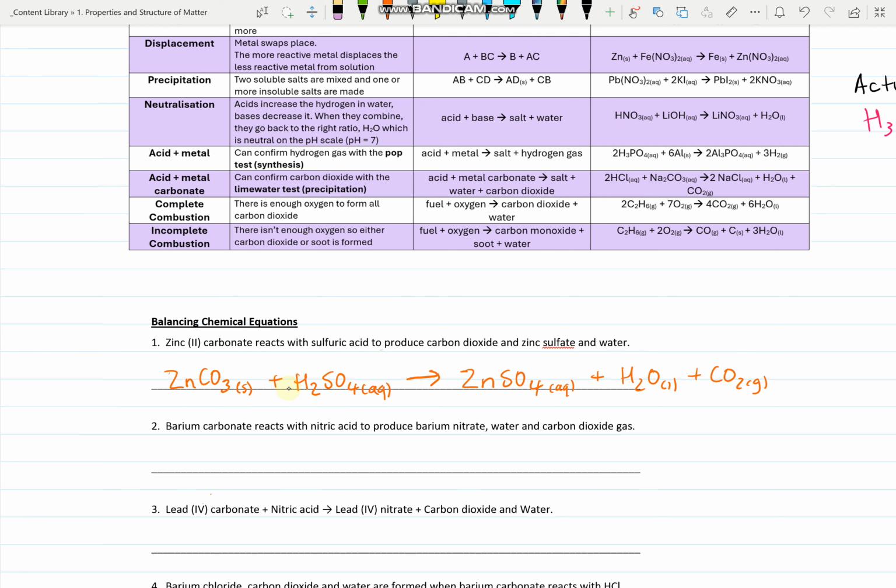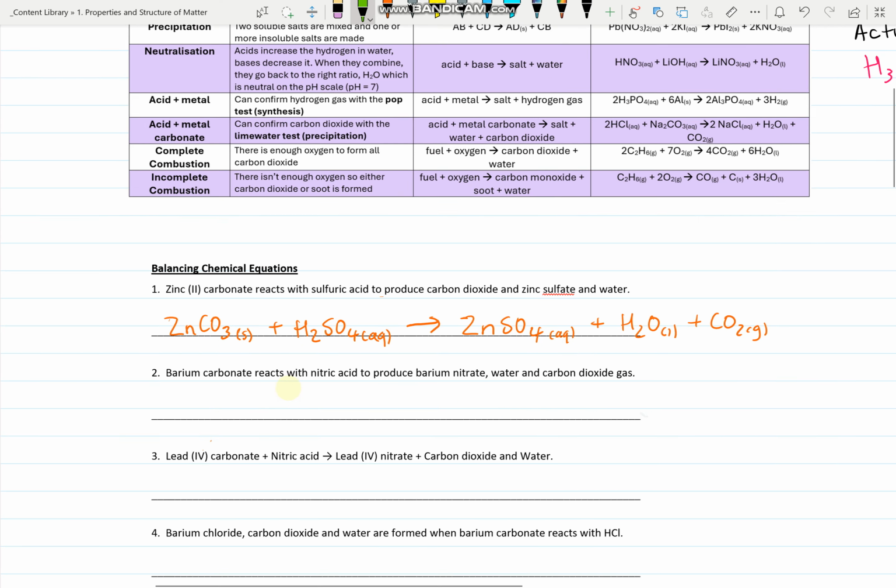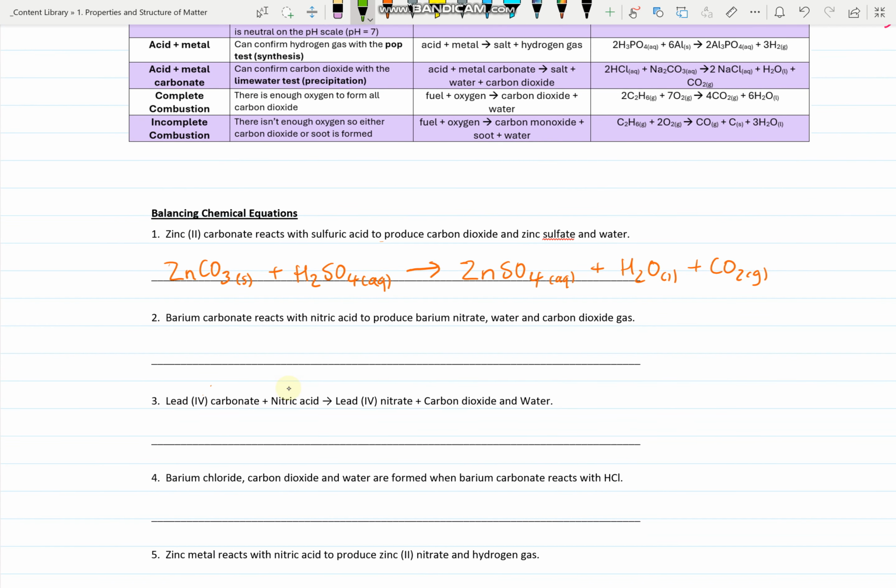Get rid of your working out so people think you're better than what you are. That's how life works. We're on to barium carbonate. Barium is also 2 plus, it's in group 2. Carbonate's 2 minus, so it's exactly the same as zinc.